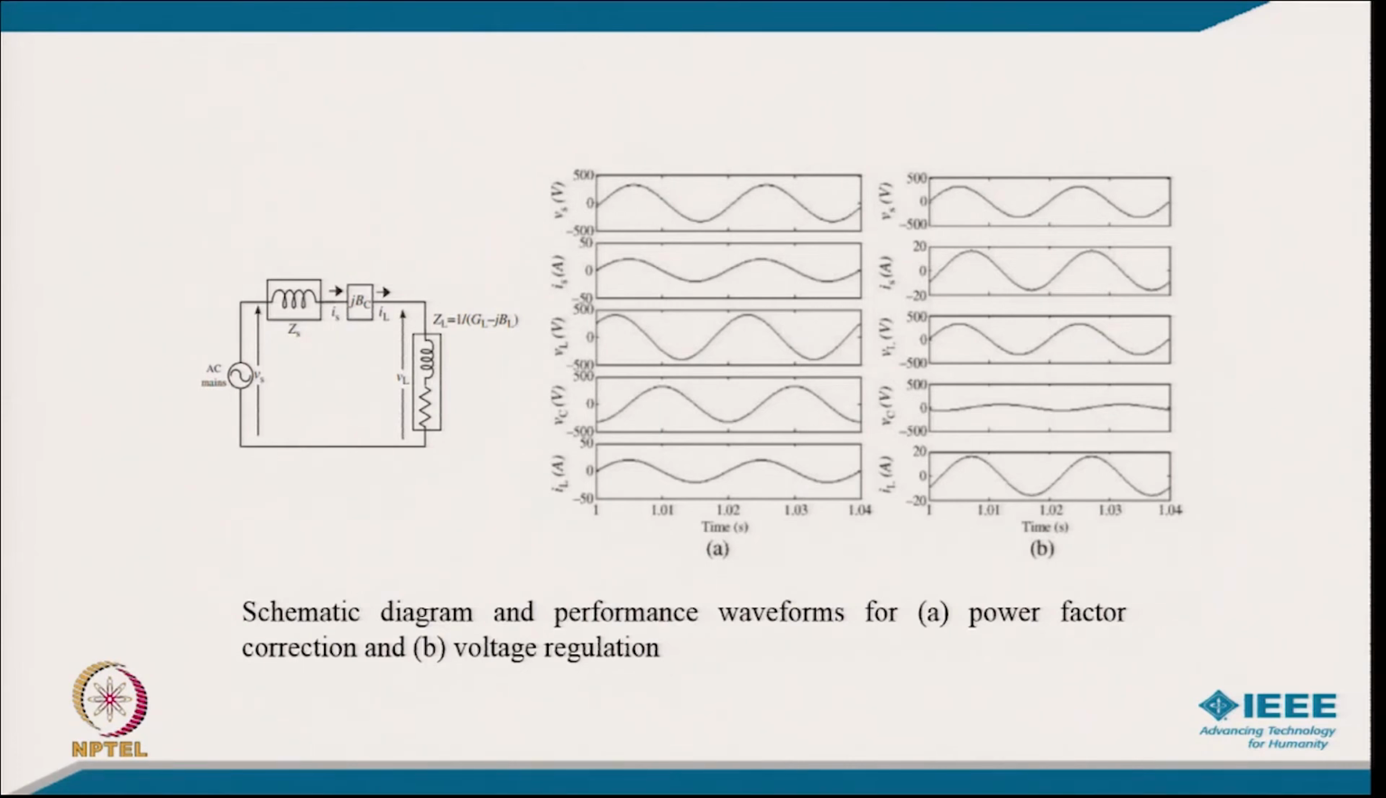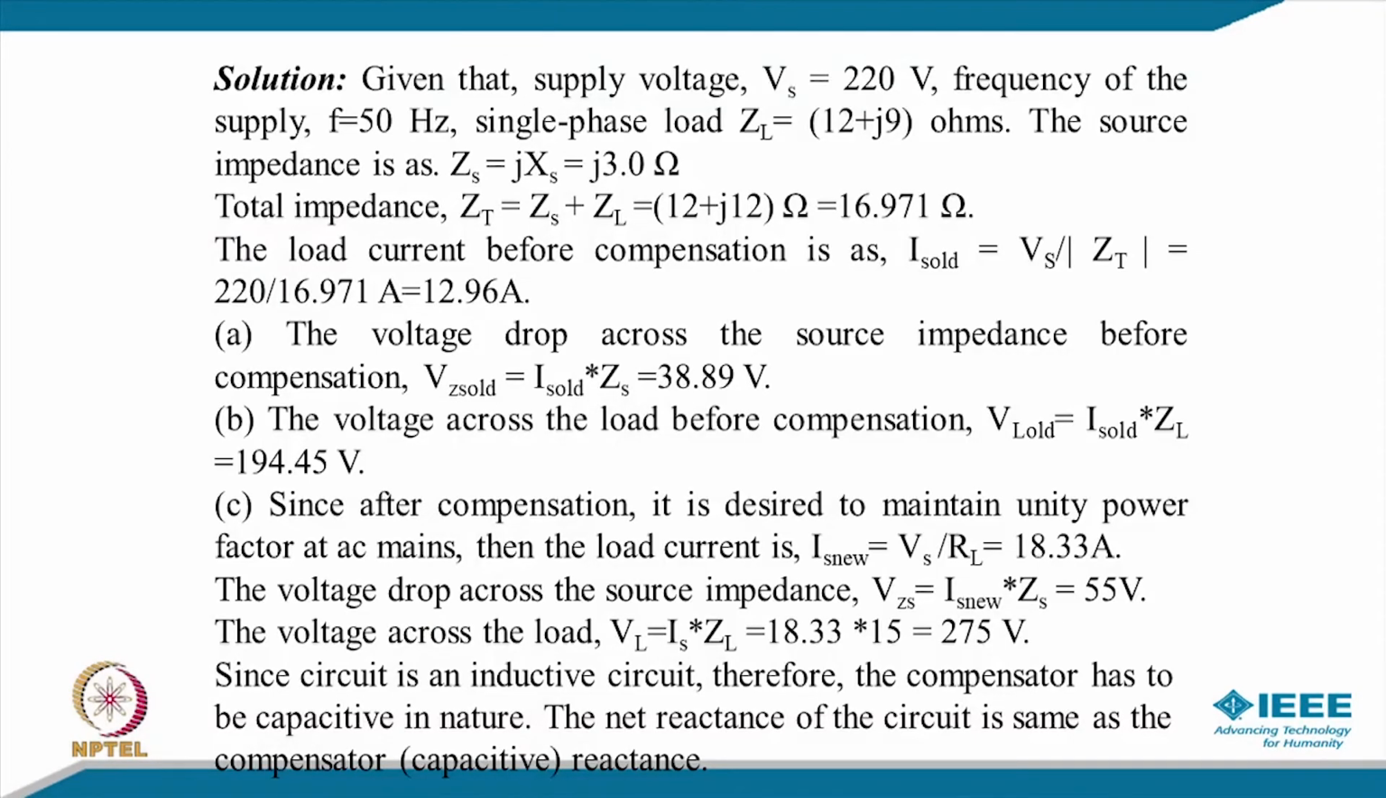Well, we can have a solution here. Given that supply voltage Vs is equal to 220 volt, frequency of supply 50 hertz, and single phase load ZL equal to 12 plus j9 ohm, the source impedance is Zs equal to j3 ohm. The total impedance of the load is ZT equal to Zs plus ZL, that is 12 plus j12 ohm, which is 16.971 ohm, and load current before compensation is Is old equal to Vs upon ZT, 220 divided by 16.971, equal to 12.96 ampere.